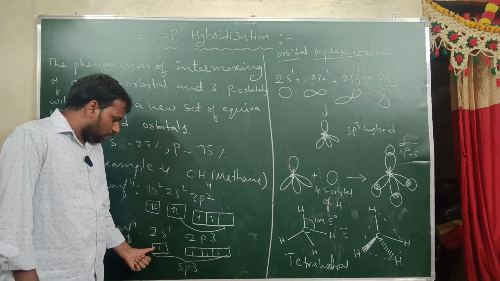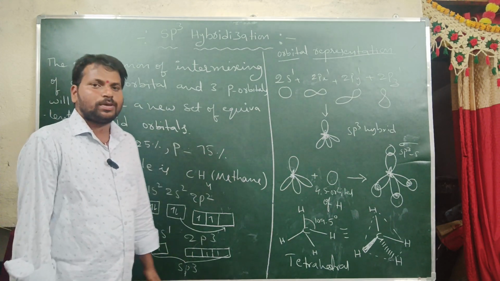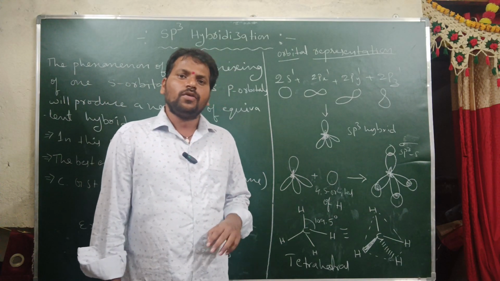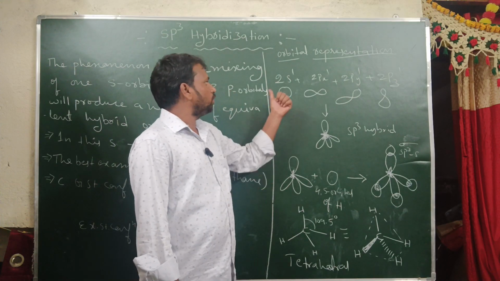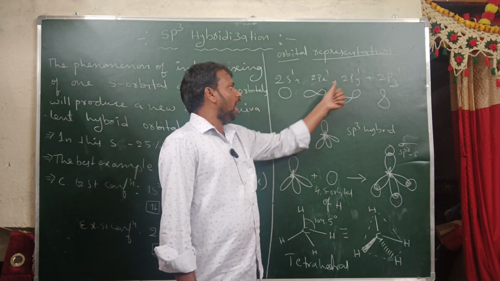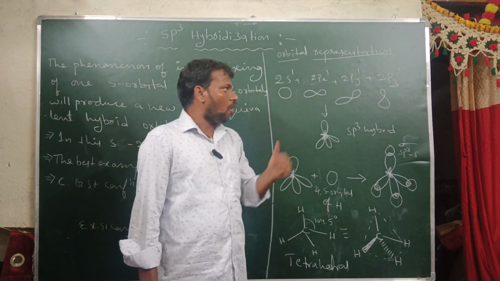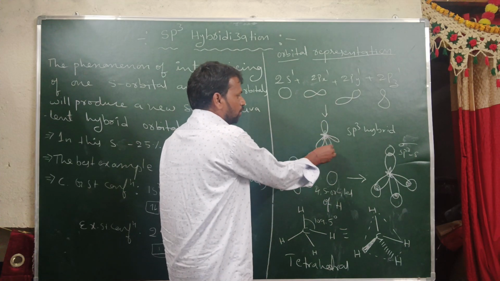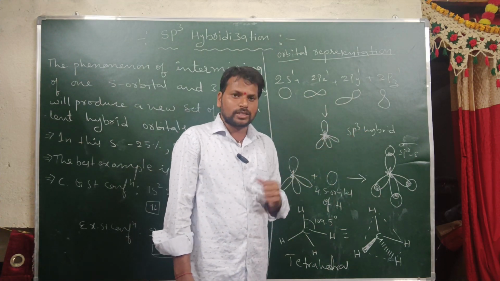Now one s orbital and three p orbitals are fused to give four sp3 hybrid orbitals. In the orbital representation, the 2s1 orbital, and 2px1, 2py1 and 2pz1 on the axes, are intermixed, giving four sp3 hybrid orbitals. This is said to be sp3 hybridization.